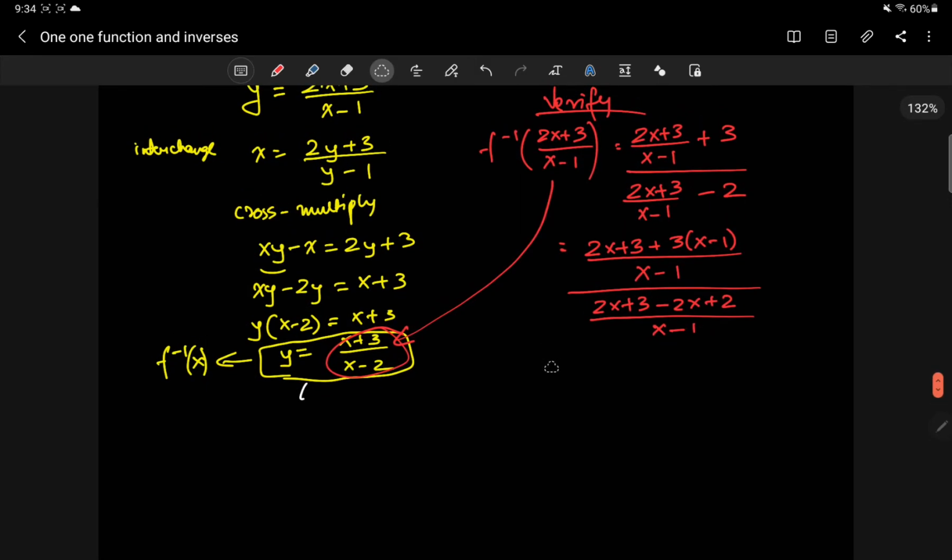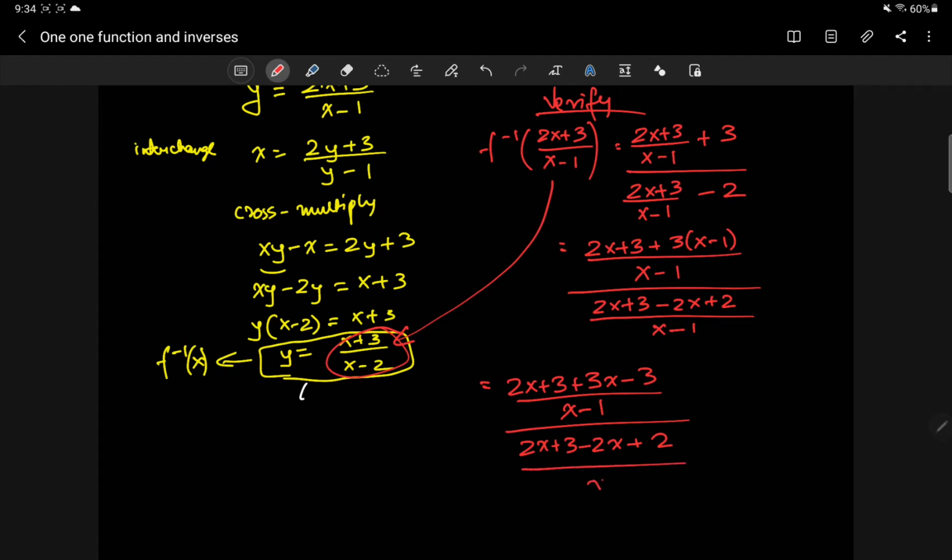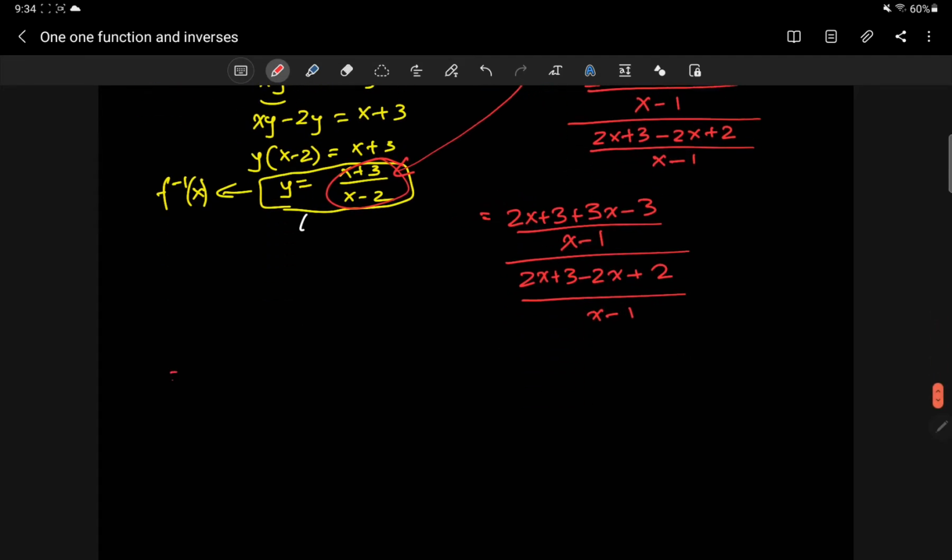Okay, so that is then (2x plus 3 plus 3x minus 3) over (x minus 1), divided by (2x plus 3 minus 2x plus 2) over (x minus 1), which is then 5x over (x minus 1) times (x minus 1) over 5. They cancel out. They give me back x as expected.